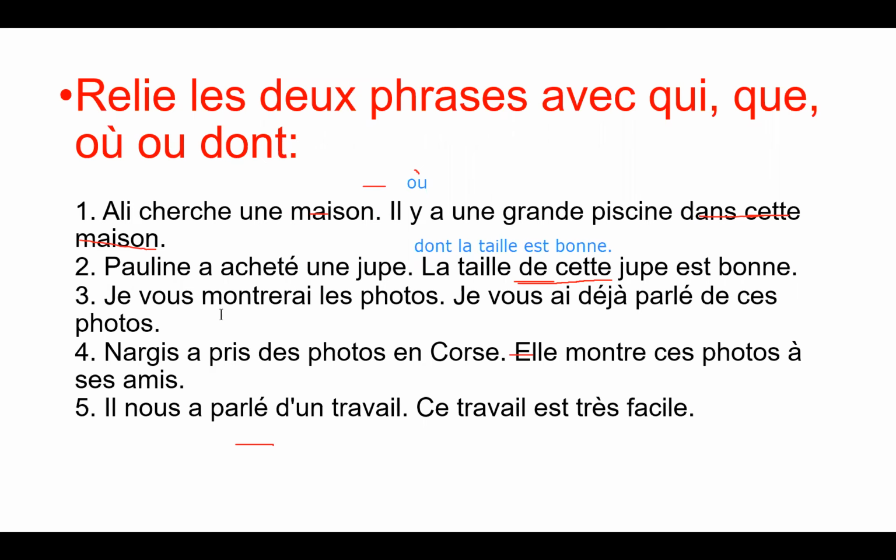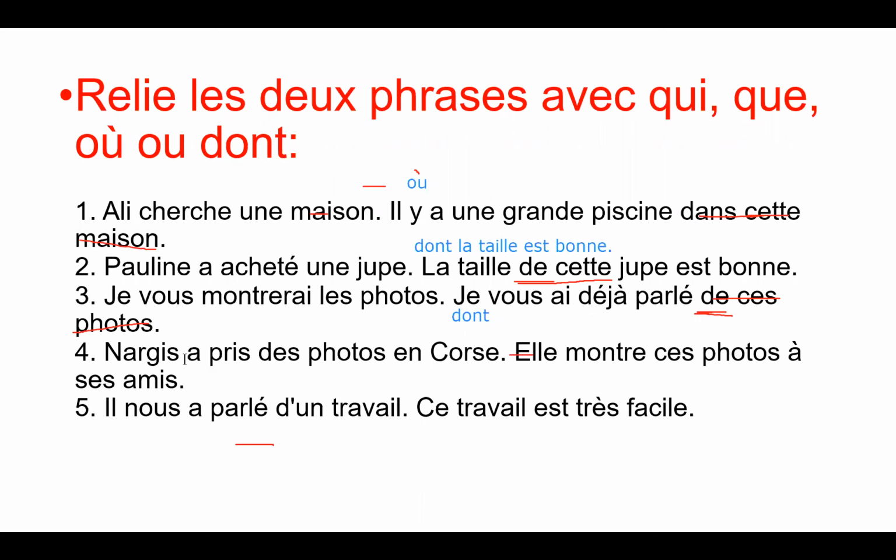Now third one, je vais montrer les photos. Je vous ai déjà parlé de ces photos. Now here, I will show you the photos. I have already talked to you about the photos. Now here, de is a preposition. So just see the preposition and remove the repetition, the photos. So, je vais montrer les photos dont je vous ai déjà parlé. Dont means of which I have talked to you.